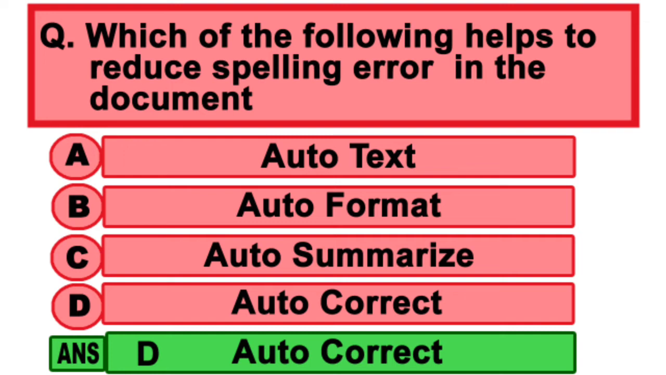Auto text. Auto text holds abbreviations of longer phrases or sentences. Auto format. Automatically changes the formatting or appearance. Auto summarize. It is a feature that summarizes your document by examining the content and selecting sentences that best relate to the main theme. Autocorrect. Quickly fix the misspelling words and punctuation mistakes. Correct answer is answer D, autocorrect.